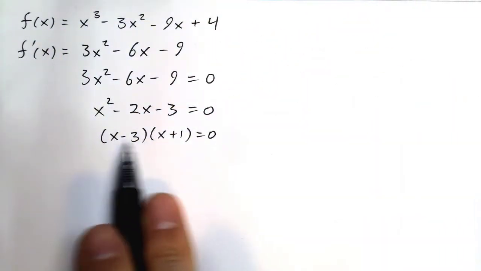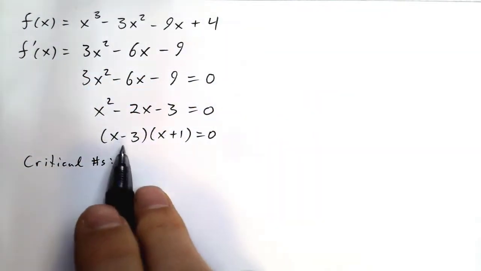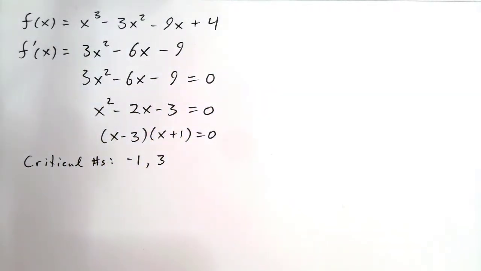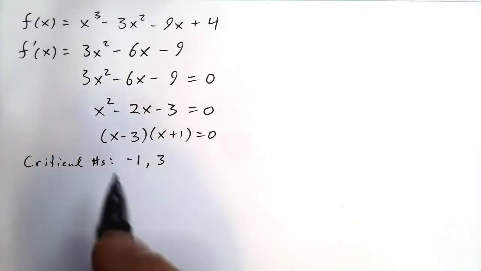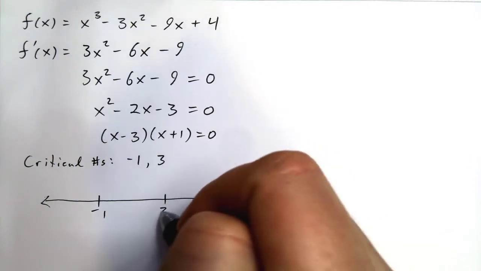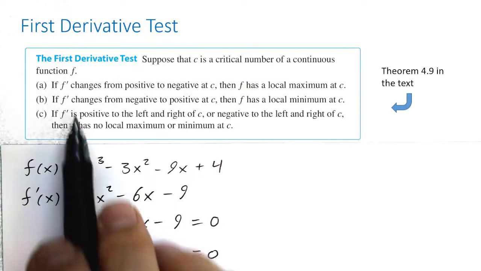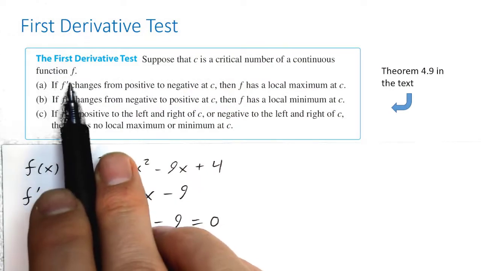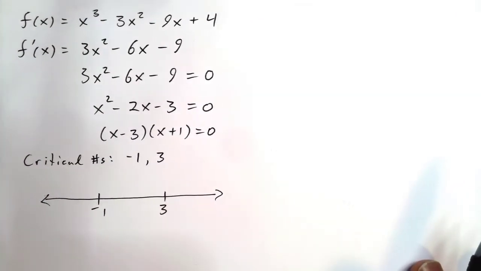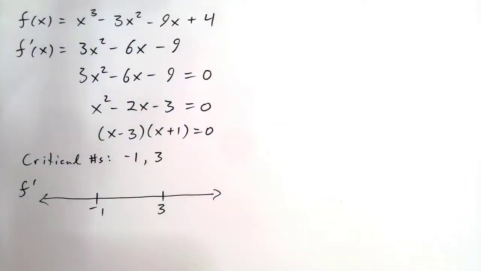And I see that there are two solutions. So the critical numbers are the values -1 and 3. Okay, and those break up the number line at 2 places. Okay, so what does the first derivative test say to do? It says to look at the sign of f prime. If it changes from positive to negative or negative to positive, what's going on there is going to determine whether these are maximums or minimums.